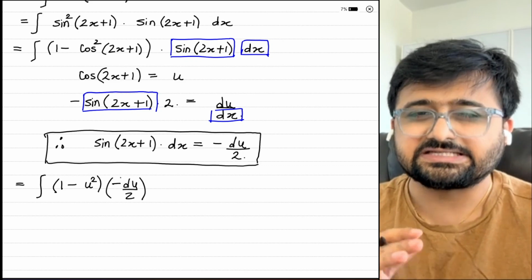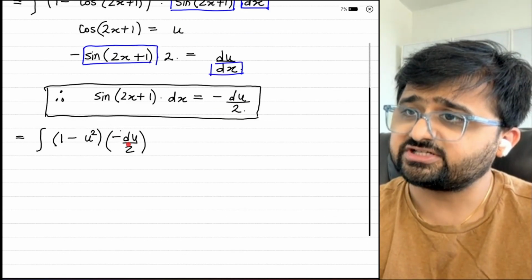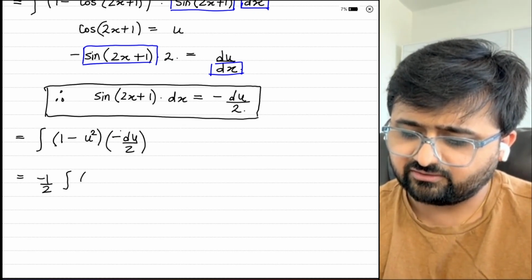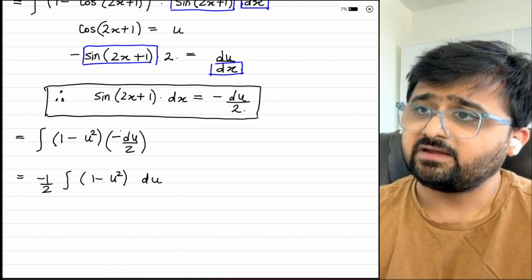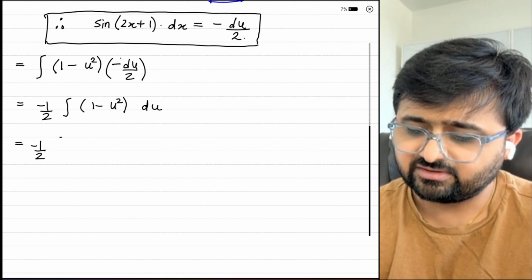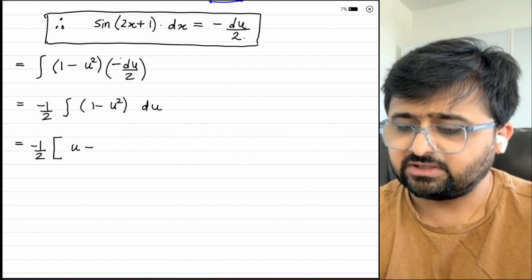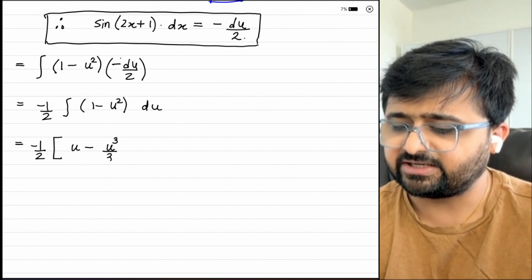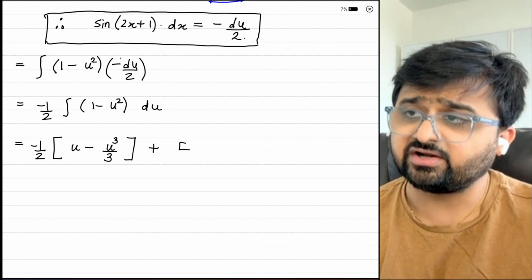I hope that makes sense. Such a simple integral it is now. You can just take that minus half, which is constant, out of the integral. So you have minus 1 by 2 times the integral of 1 minus u square with respect to u. Now just give that integral to both of the terms. So we have minus half, let's put a bracket. The integral of 1 with respect to u is nothing but u. The integral of u square with respect to u is u cube divided by 3, plus let's add the constant of integration c, and that's really the final result.